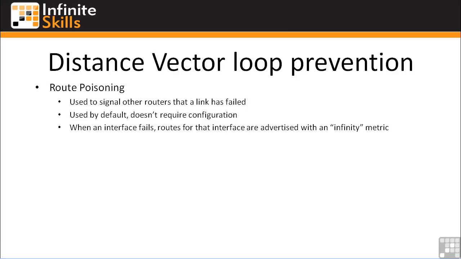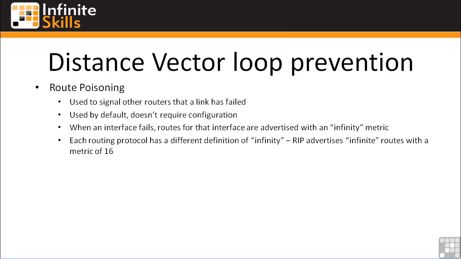Now, obviously, you can't count to infinity because infinity is infinity. You can't ever get there. However, distance vector routing protocols have a specific metric that they define as infinity, and it's different for every distance vector routing protocol. RIP advertises infinite routes with a metric of 16. When a route fails, a router tells each of its neighbors, hey, this route is 16 hops away.